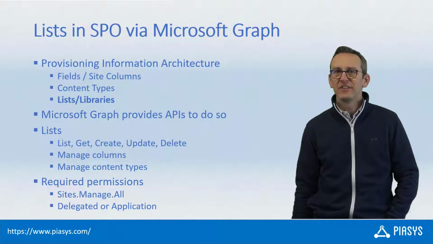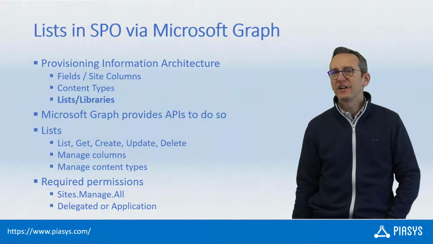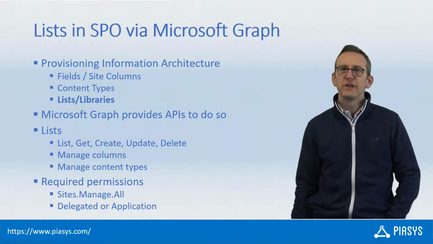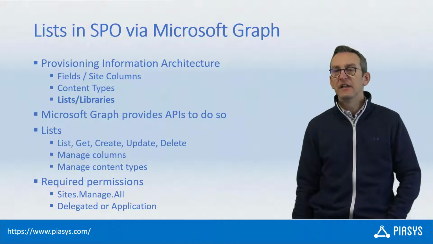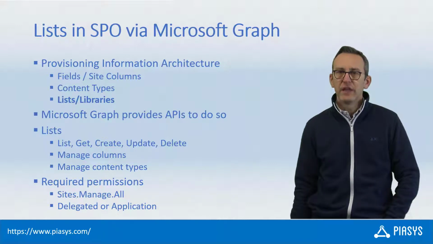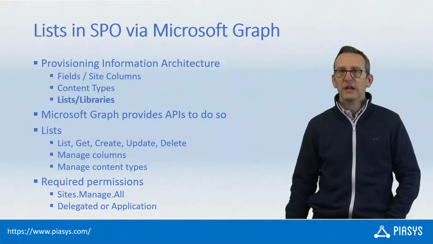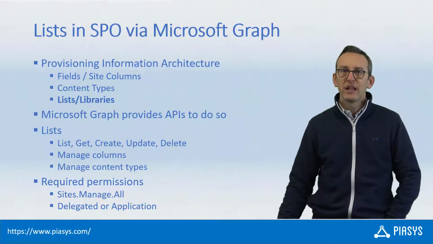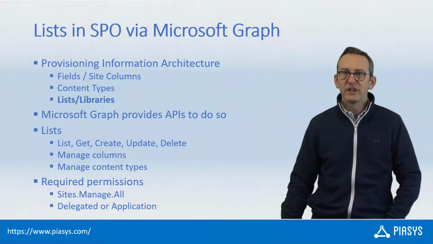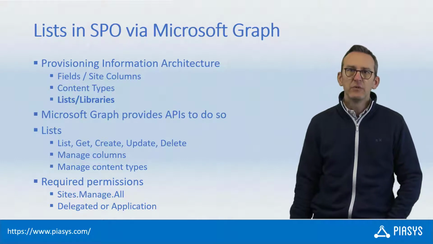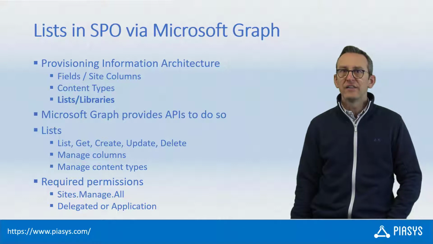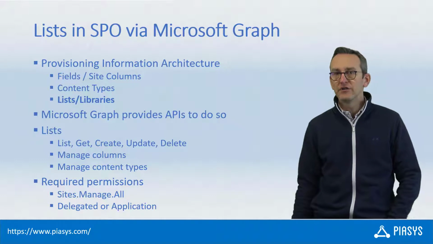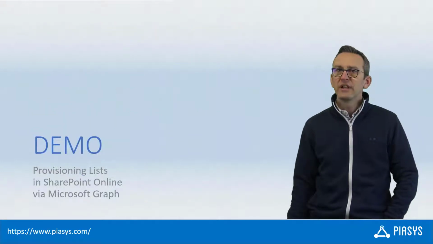Today we complete the series about how to do provisioning of artifacts in SharePoint Online using Microsoft Graph. And today I want to explain to you how to create lists and libraries using Microsoft Graph. In fact, we have endpoints to list, get, update, delete lists and libraries, as well as we can manage columns and content types in lists. And we can do that simply by having a sites.manage.all permission, either for a delegated access token or for an application-only token. So, like always, let me move to the demo environment.